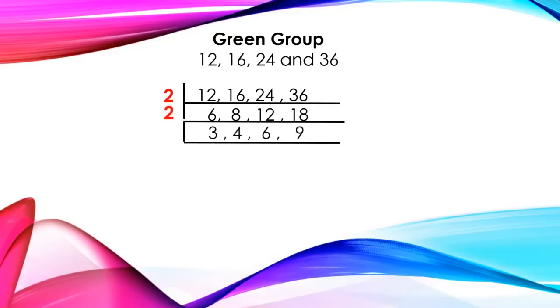So, divide the numbers. 6 divided by 2 is 3. 8 divided by 2 is 4. 12 divided by 2 is 6. Then 18 divided by 2 is 9.